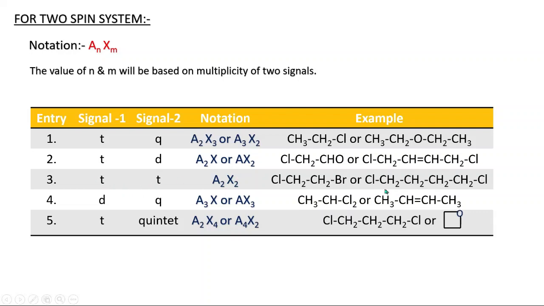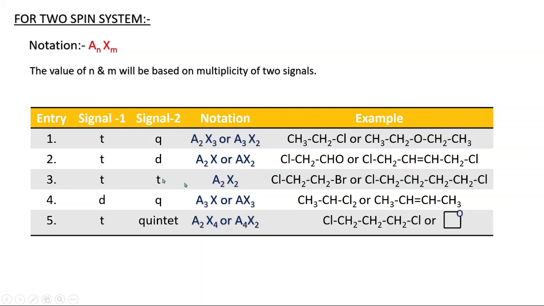The A2 corresponds to 2 protons, and X2 also 2 protons, and both will give a triplet. And similarly if you see this molecule, there is a symmetrical relationship, this is chemically non-equivalent, and this is also chemically non-equivalent. And if you see, we have a triplet for both, because these 2 protons have 2 neighbor protons and those 2 protons have 2 neighbor protons.